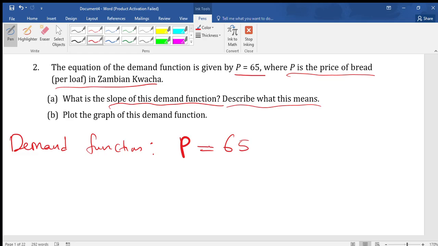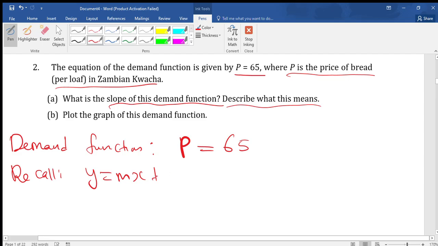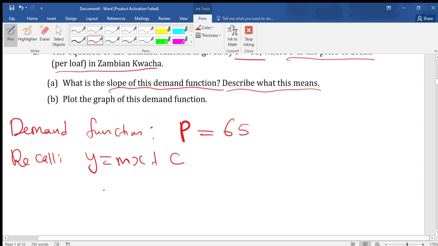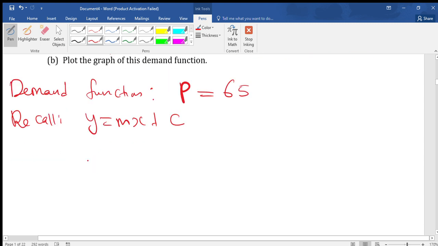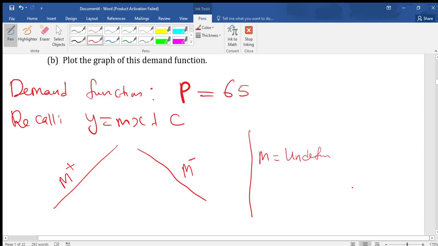now recall something here. These are linear functions, y equals mx plus c. We said that there are 3 things involved with the gradient in y equals mx plus c. If the line slants in this direction, my gradient m is positive. If the line is slanting in this direction, my gradient m is negative. If the line is vertical, my gradient m is undefined. This is what we said in the previous video. But if the line is horizontal, my gradient m is equal to 0.